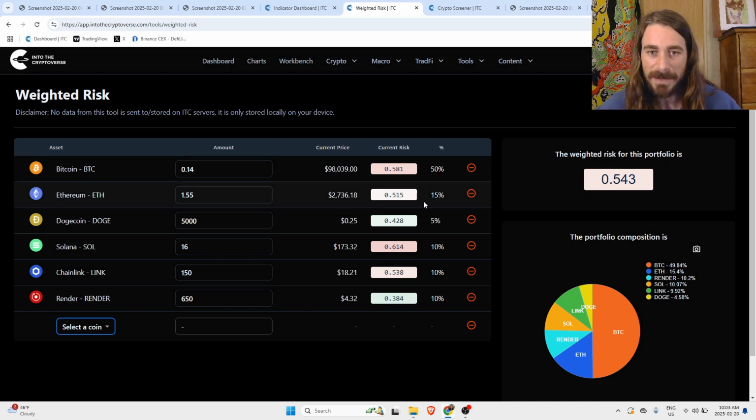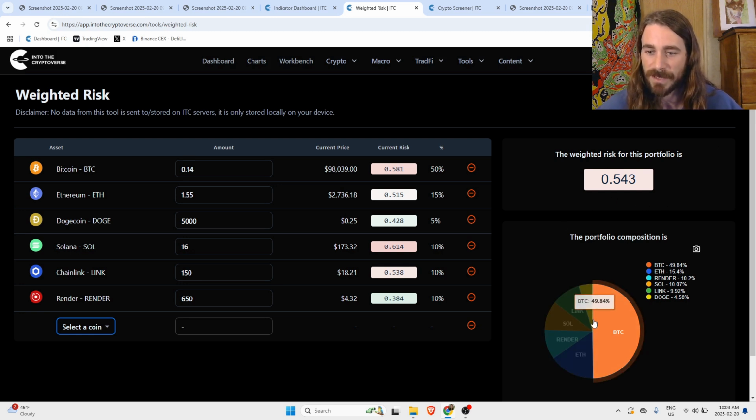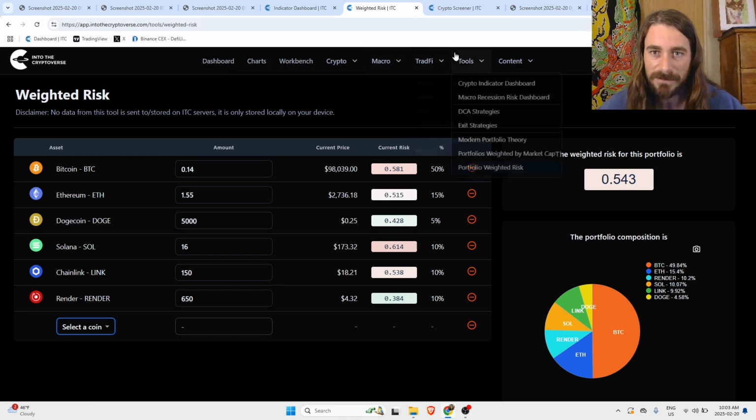But you also see, by adding some of these other ones here, although Solana is slightly riskier than Bitcoin right now, the other ones are a little bit less risky, so it brings the weighted risk of the portfolio down slightly. So just a good little tool to tell us, if you're building a portfolio in crypto, what is the current risk? Is it above neutral, below neutral? What is it relative to Bitcoin? And then we can just move on from there.